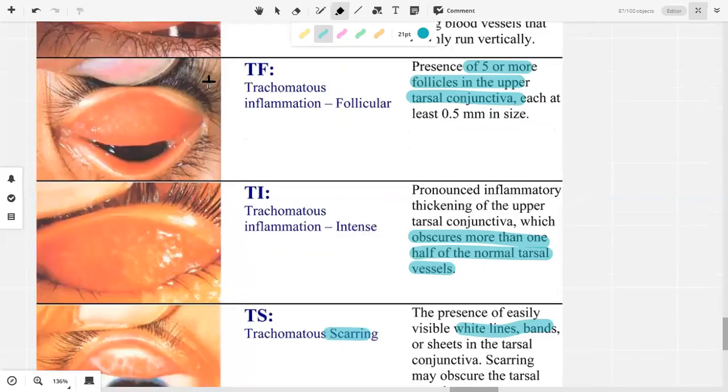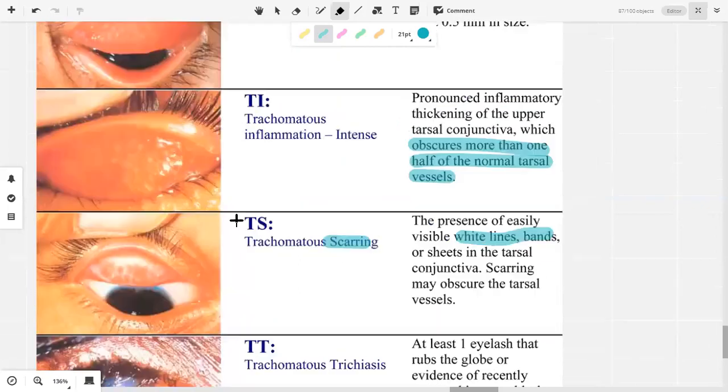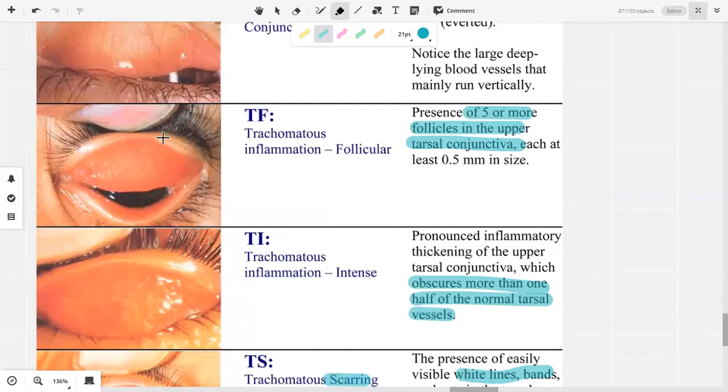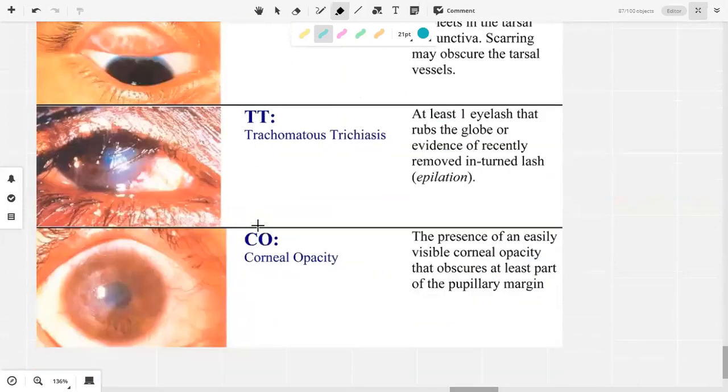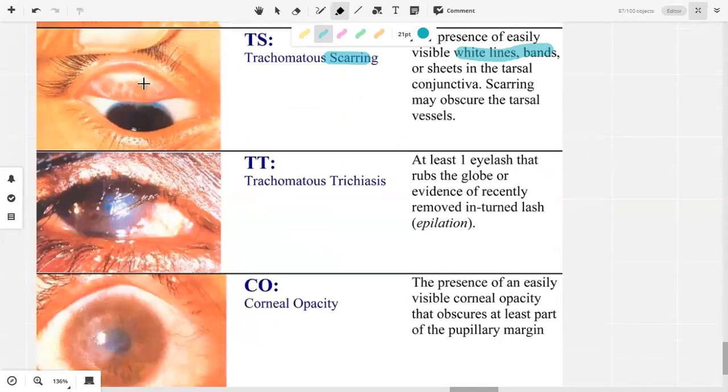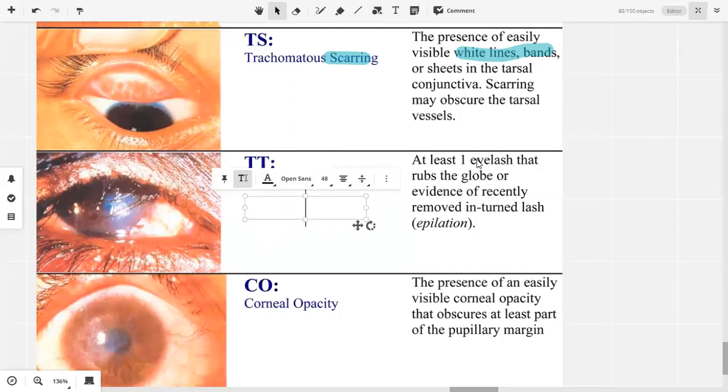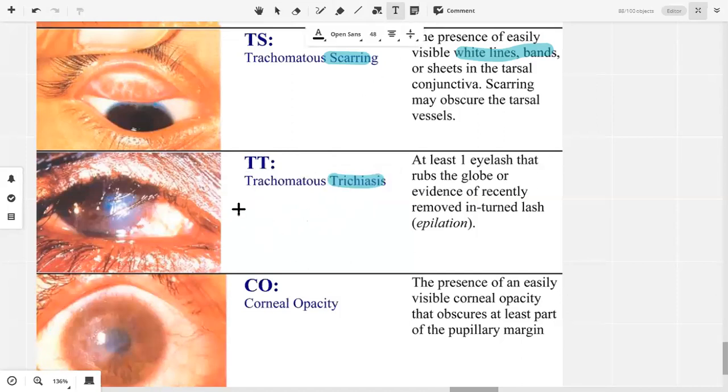Now moving on, you will see that the first three, follicular, intense, and scarring, the FIS of the FISTO, focus on the upper palpebral conjunctiva. The last, the T and the O, focus on the cornea. What happens is that if there is enough scarring inwards, there can be an abnormality of the lid margins, an abnormality which will cause trichiasis. Now what is trichiasis and what is the abnormality?